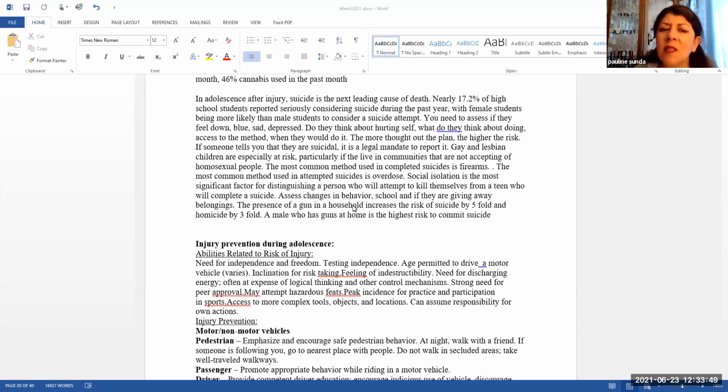Gay and lesbian children are especially at risk, particularly if they live in communities that are not accepting of homosexual people. The most common method used in completed suicides is firearms. The most common method used in attempted suicides is overdose. Social isolation is the most significant factor for distinguishing a person who will attempt to kill themselves from a teen who will complete a suicide. You want to assess changes in behavior and school, if they are giving away belongings. The presence of a gun in a household increases the risk of suicide by fivefold and homicide by threefold. A male who has guns at home is the highest risk to commit suicide.